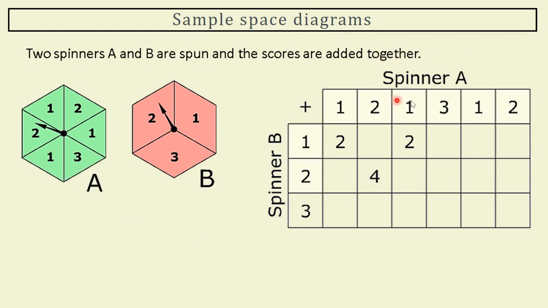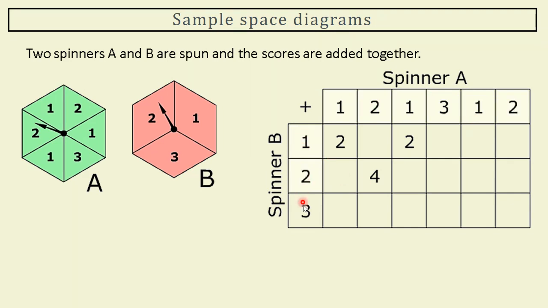So we've got spinner A's scores here, and I've written them out in order. Okay, 1, 2, 1, 3, 1, 2. That's what's going across the top here. Look, 1, 2, 1, 3, 1, 2. Write out all the numbers that can be on spinner A.